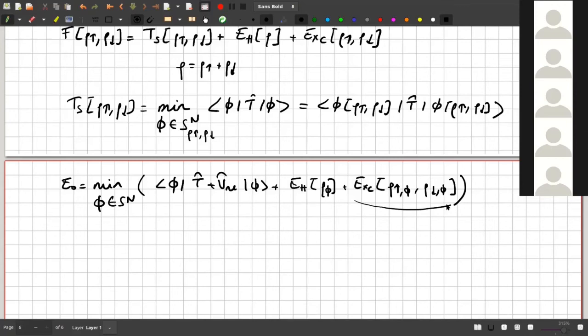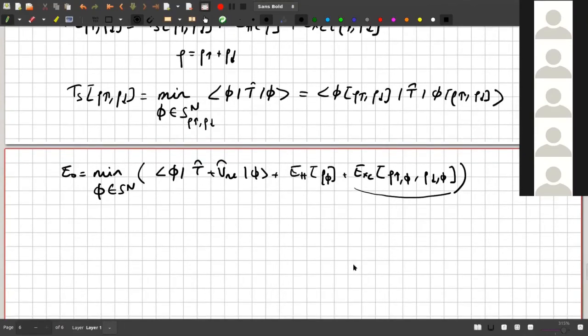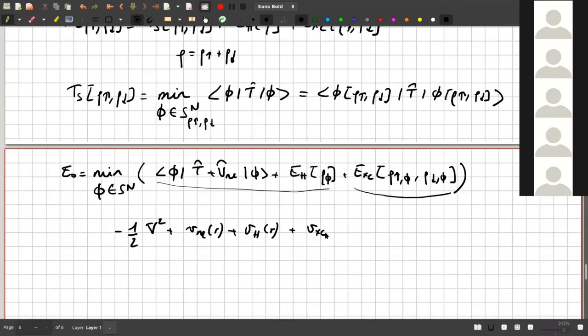You can write again the stationary condition for this minimization. And I will not do it in detail, but it's an exercise to do it. You are going to find minus 1/2 nabla squared plus VNE of r plus the Hartree potential. So that's the first part here. And now this term will give you an exchange correlation potential depending on the spin sigma of r. And this will act on the spin orbital that has spin sigma.